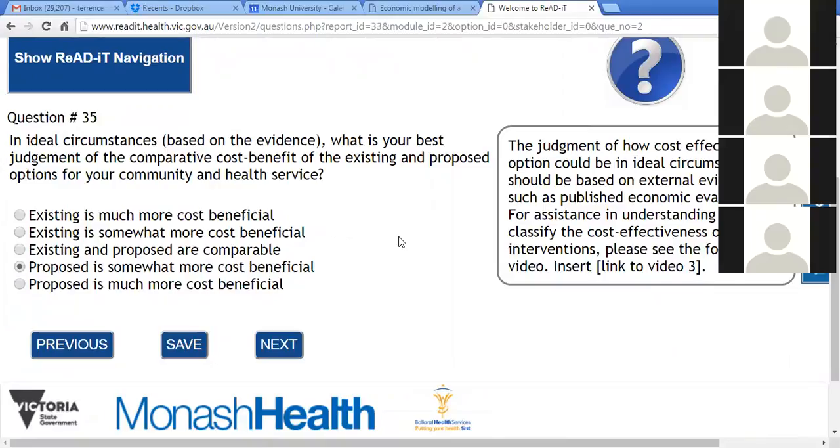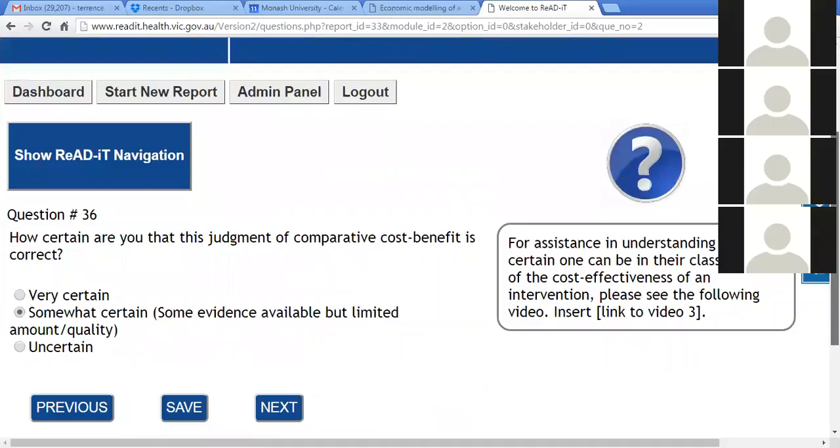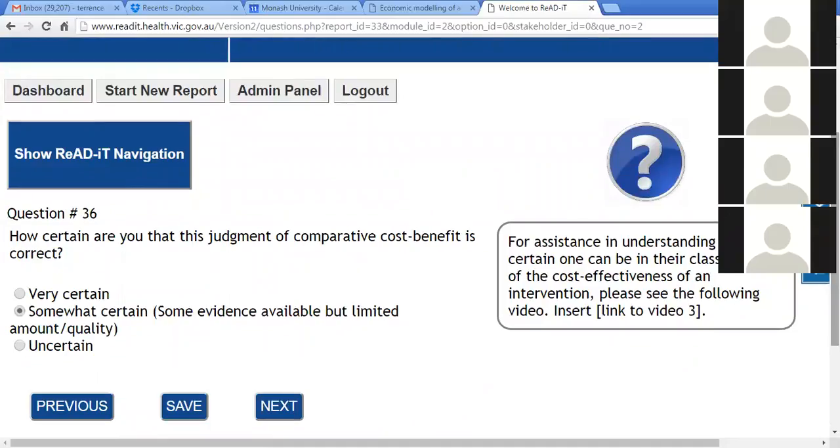And this question really asks you to have a think about what is likely to be giving more benefit in terms of health outcomes and improvements in service delivery for the amount of dollars invested in providing that service. Similar to previous questions about the effectiveness of these options, I'm again asked, how certain are you in the judgment of comparative cost benefit? And I'm only going to say I'm only somewhat certain. There is some evidence available, but it's of a limited amount and quality.